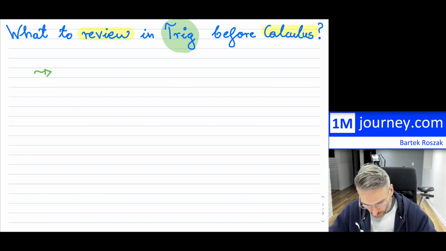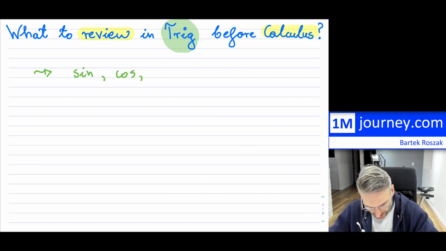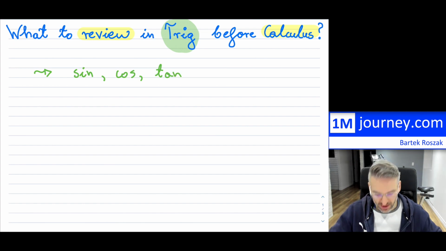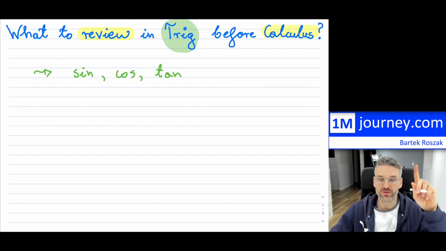Now, the things that you should obviously think about are the following. You should 100% review your definitions of sine, cosine, and tangent. That's clearly a must. You should know what those are all about. I can point up to the basic definitions up there that would date you back to pretty much grade 10.